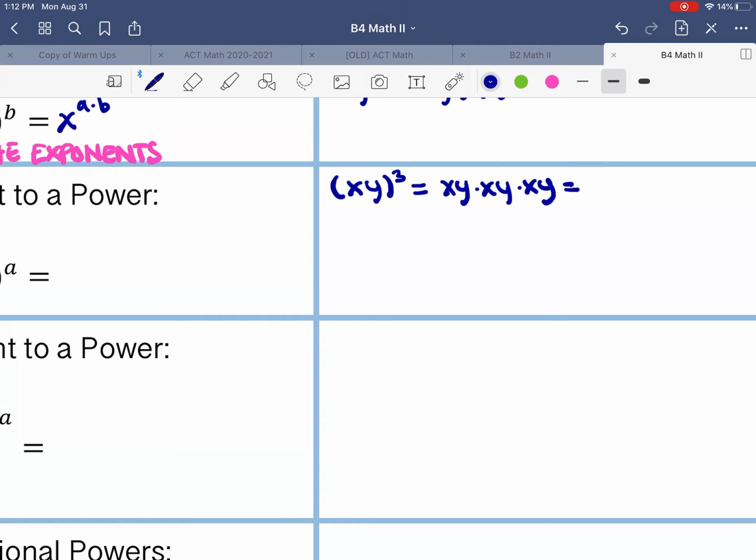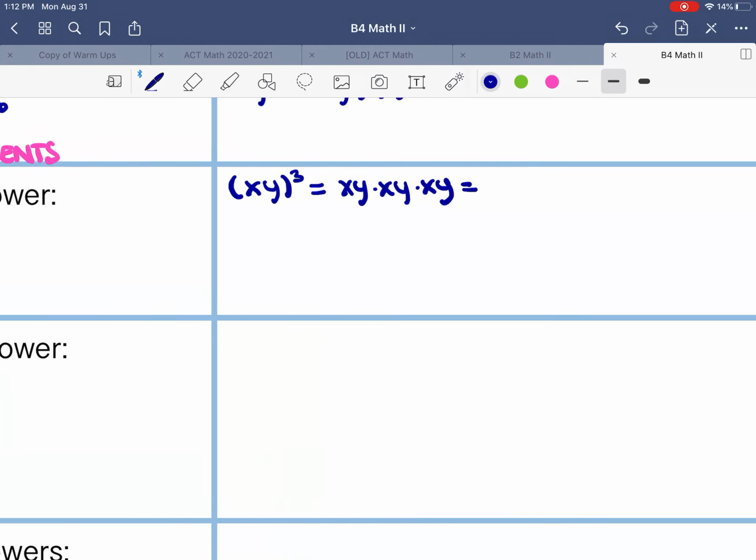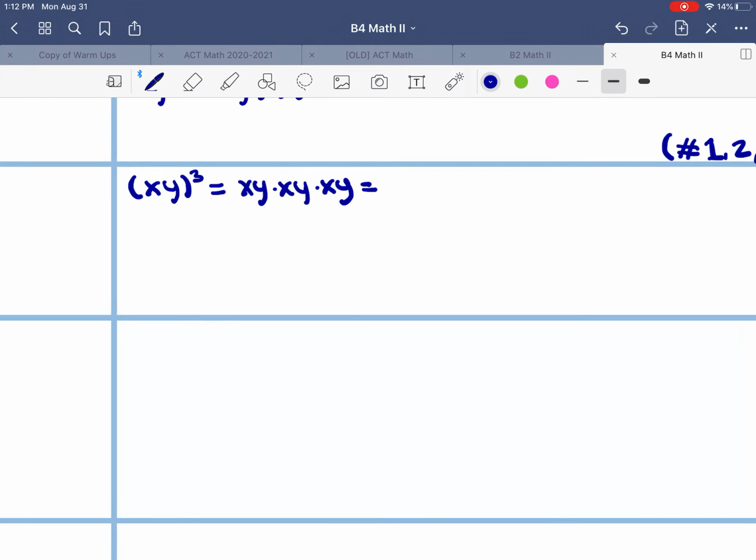And that's just a bunch of things multiplied together. And it doesn't actually matter what order we multiply those things in, because multiplication is commutative. We can move stuff around and it's still the same. So we can actually rewrite that as just all the x's together and all the y's together, which we can then rewrite in exponential form, which is just x to the third and y to the third.